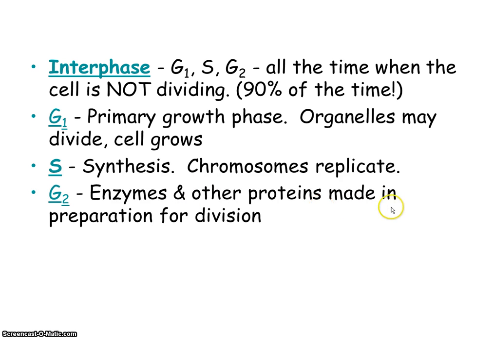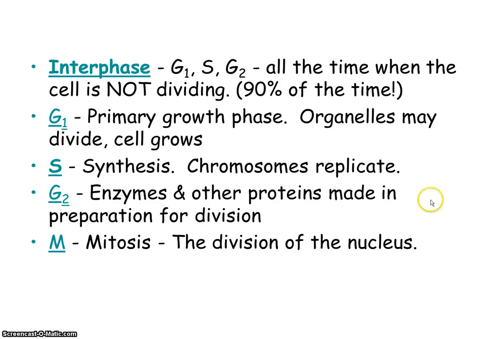After S, it's called G2. There's certain proteins that are made in preparation for cell division. But again, this is another time when the cell is doing all the jobs that a cell would normally do. M stands for mitosis.